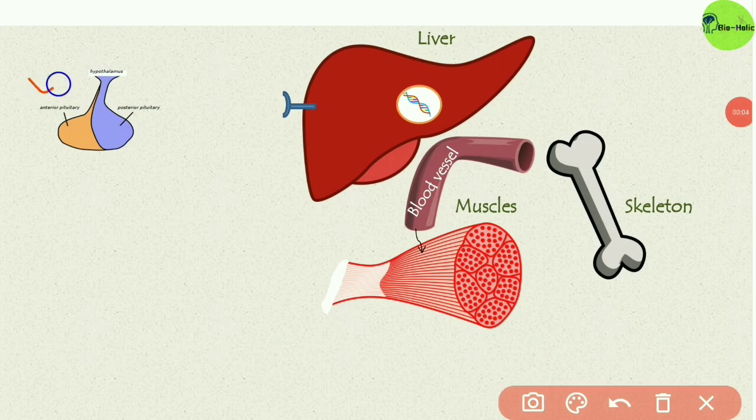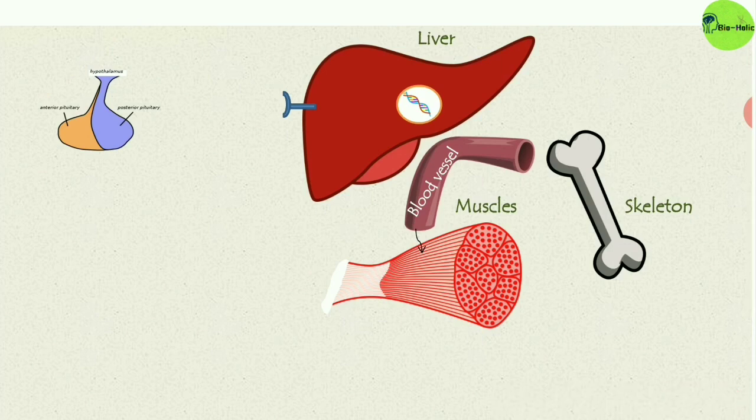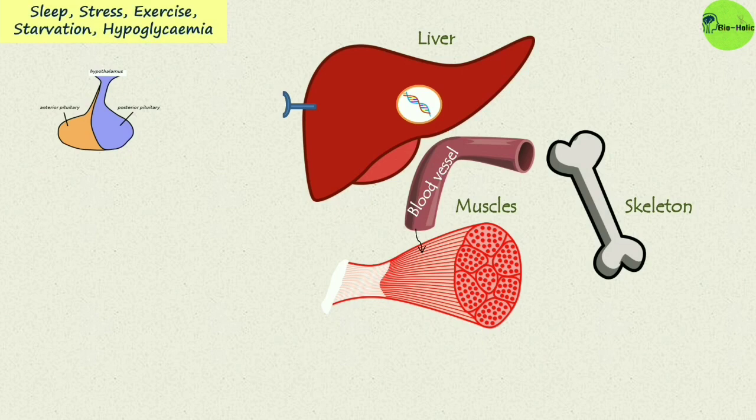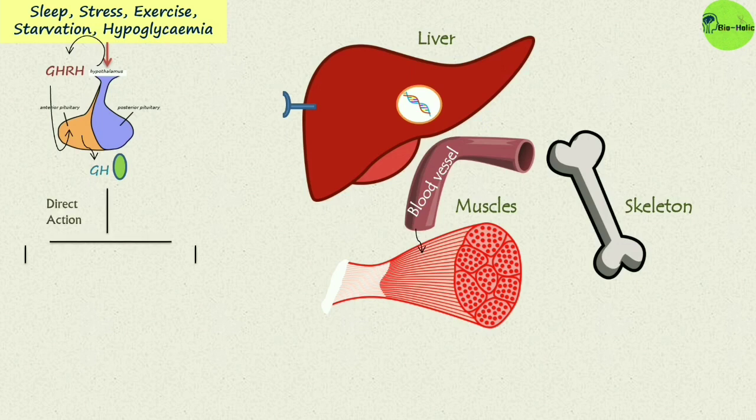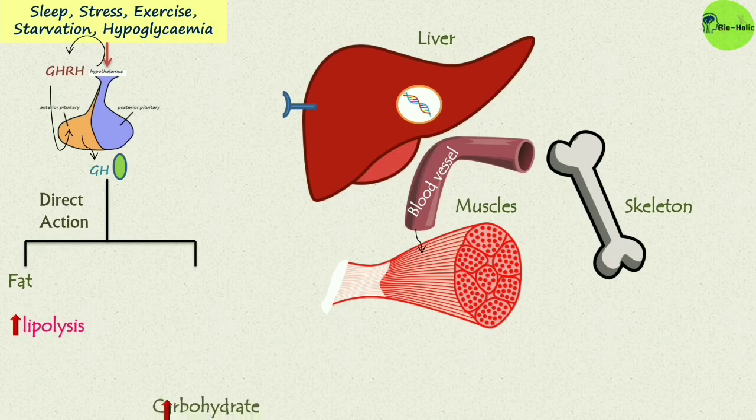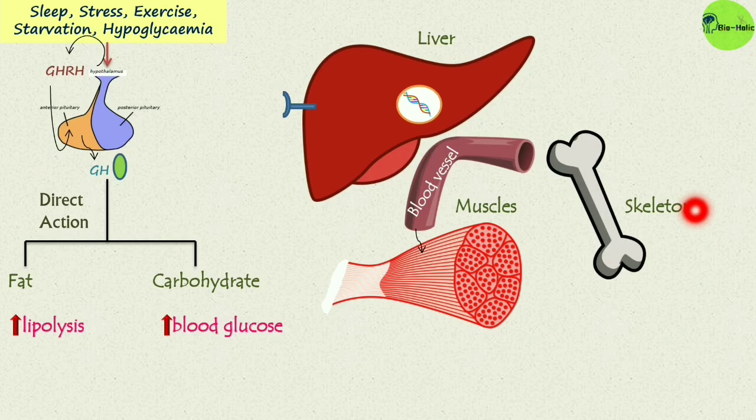Suppose this is the pituitary gland. The factors that stimulate growth hormone secretion firstly stimulate the hypothalamus to release growth hormone releasing hormone, which in turn stimulates the somatotropes of anterior pituitary, and then growth hormone is secreted. This growth hormone directly increases lipolysis, and growth hormone is also responsible for the increased blood glucose level. As we know that insulin decreases blood glucose level, so growth hormone's direct action shows anti-insulin effects.